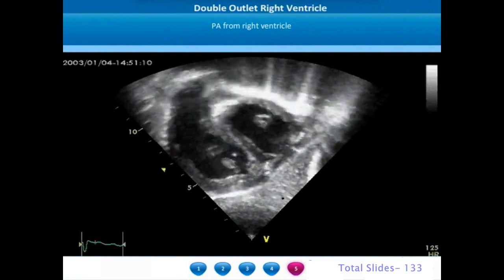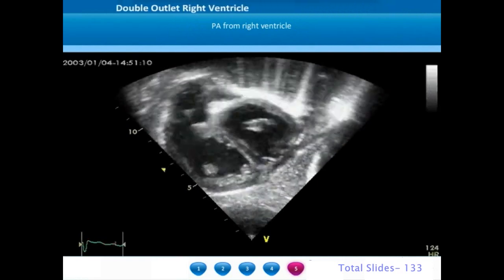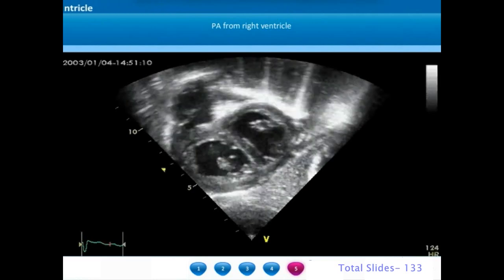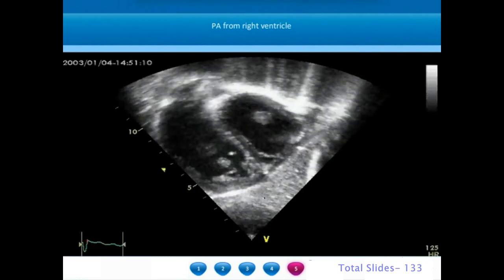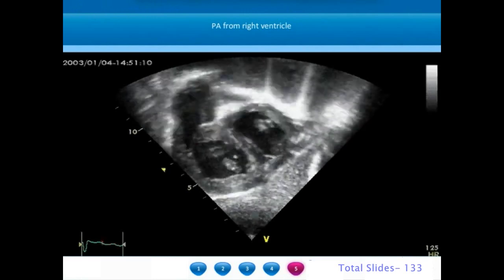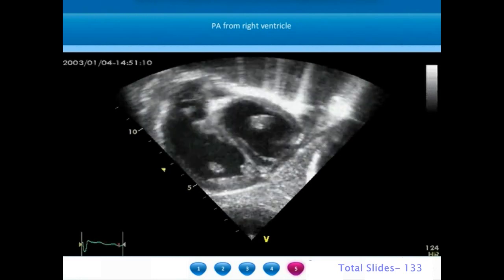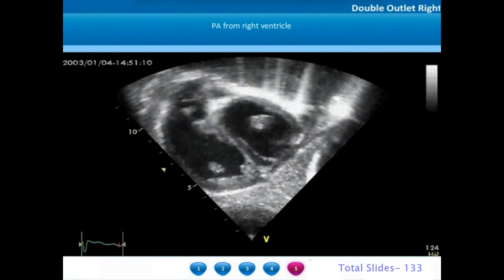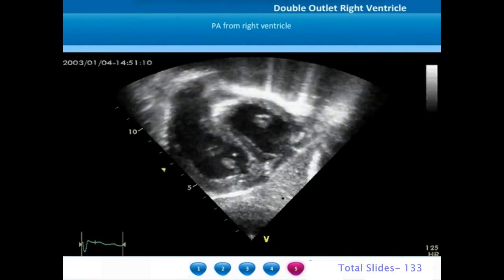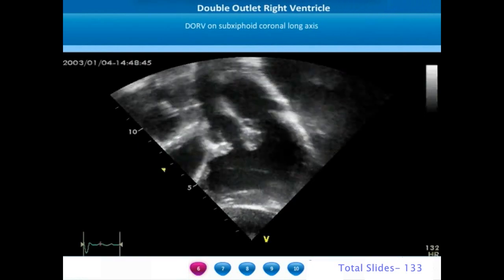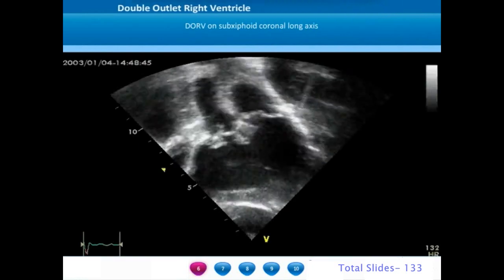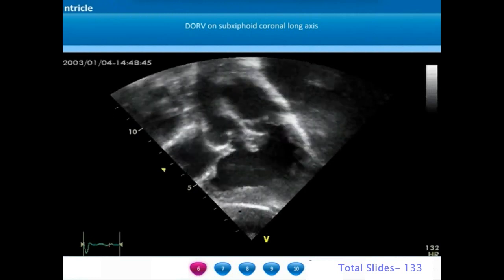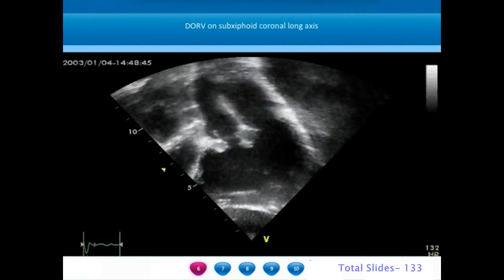On a leftward sweep on the same subxiphoid view, we can appreciate the pulmonary artery arising entirely from the right ventricle. So here the pulmonary artery arises entirely from the right ventricle and around 50 to 60% of the aorta is also arising from the right ventricle. When we see on a coronal plane, we can appreciate both the great arteries arising from the right ventricle.